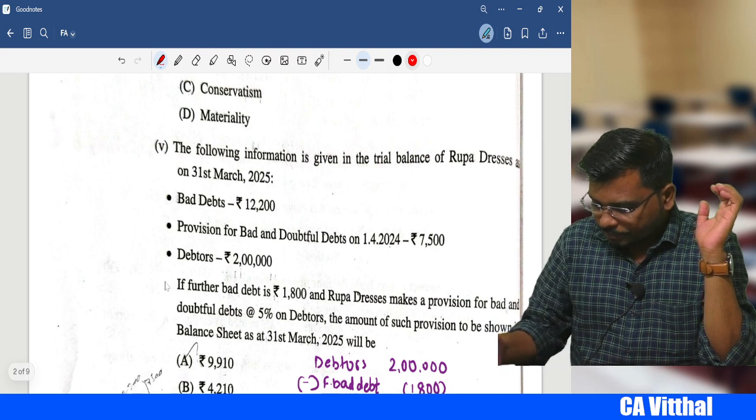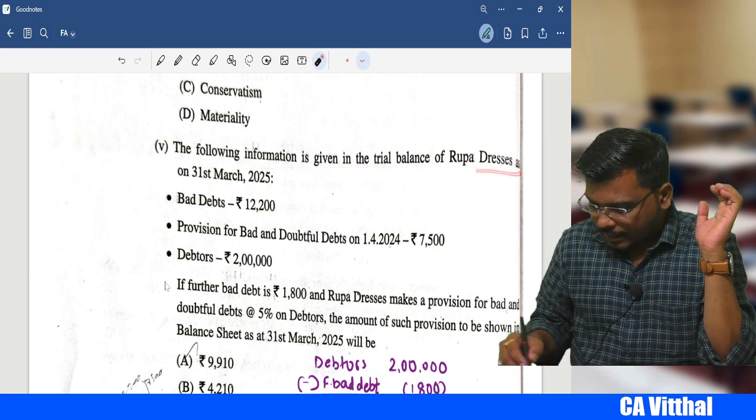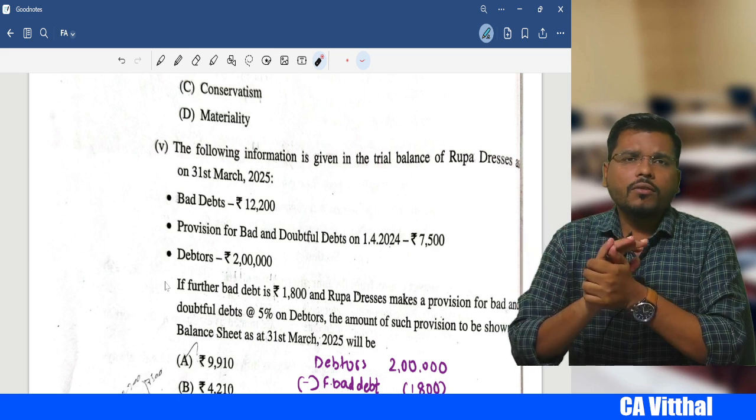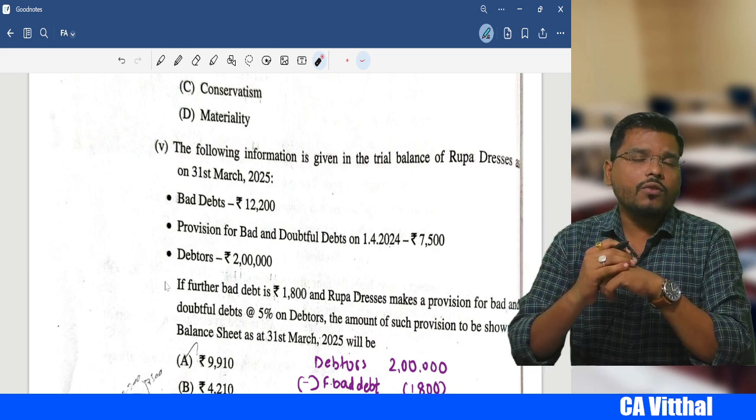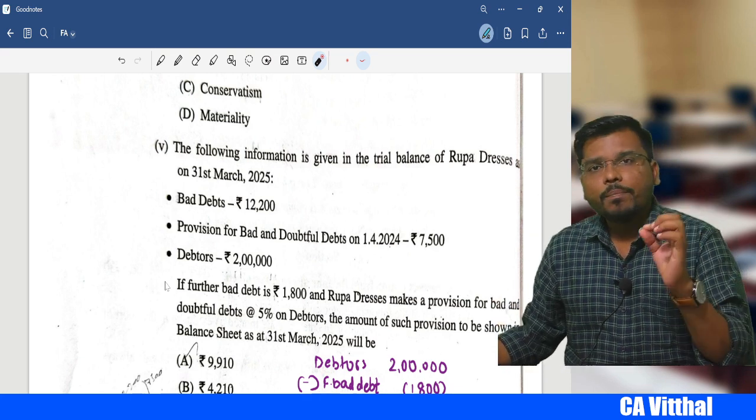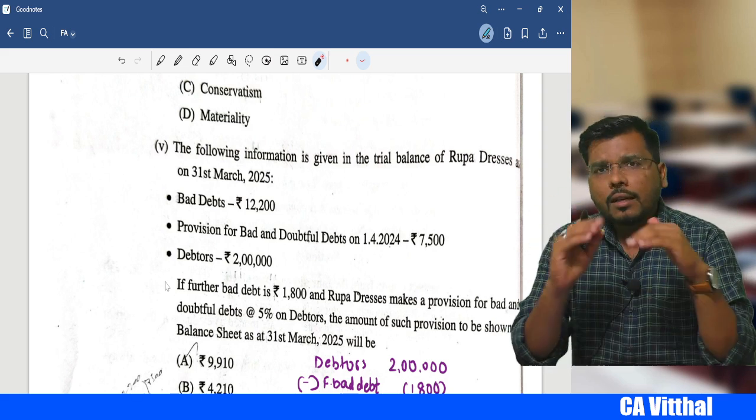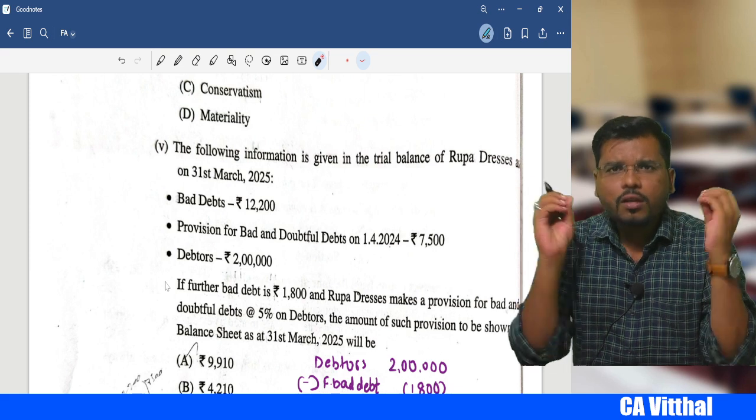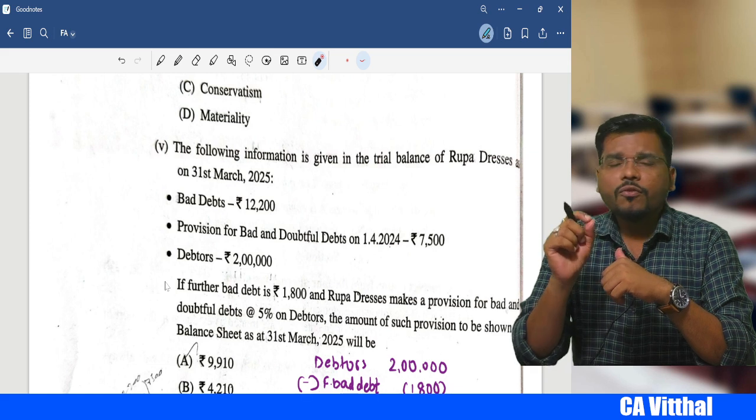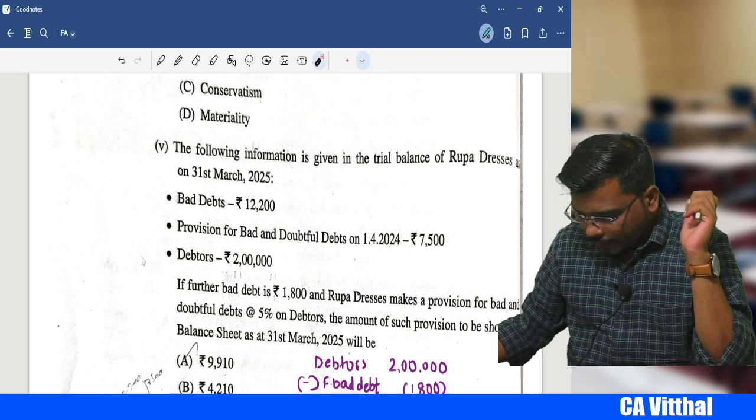The following information is given in the trial balance of Rupa Dresses as on 31st March 2025. My dear students, if you have watched our MCQ marathon of Financial Accounting, in that marathon one of the questions was like this, which the paper setter has asked you. And when we discussed the MCQ marathon, that time I told you this is a very important area for the paper setter, and definitely one question will come from provision for bad debt or from the debtors' perspective. I told you, if you remember that, right? Okay, anyway, let's try to solve it.